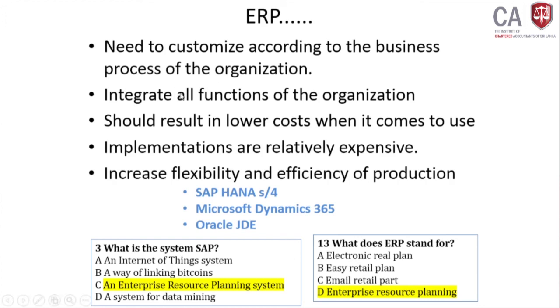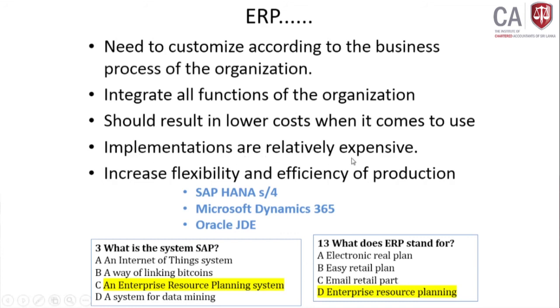Integrating all functions of the organization should result in lower costs when it comes to use. If it is heavily used, most of the operations become much easier, and you can minimize most of the cost. In maintaining it you will have to spend a lot of money, but the cost reduction in some of the activities means you can save more money.